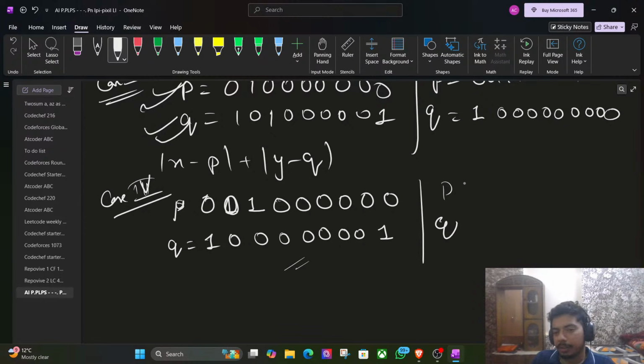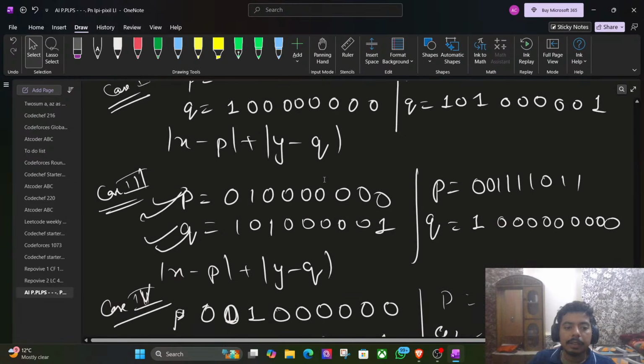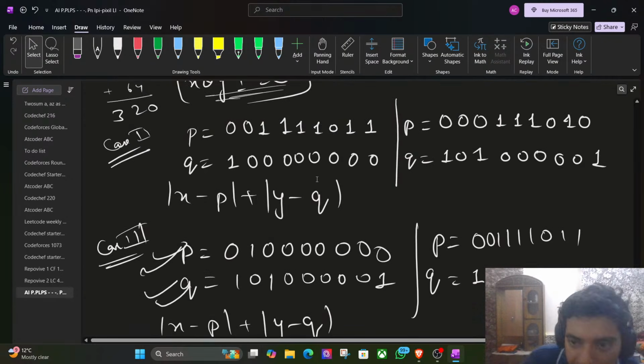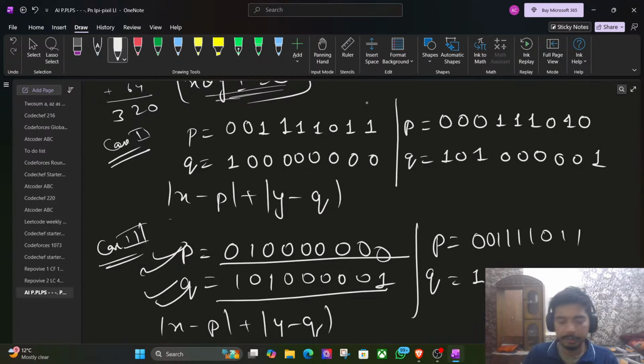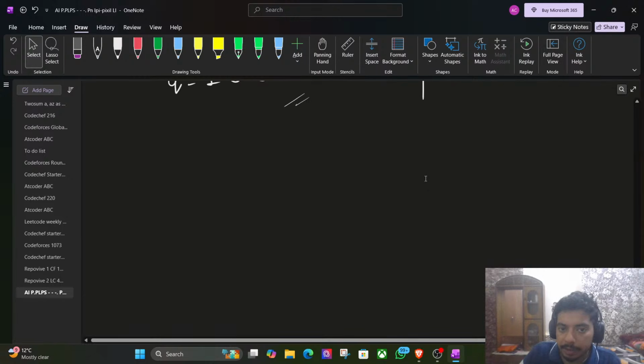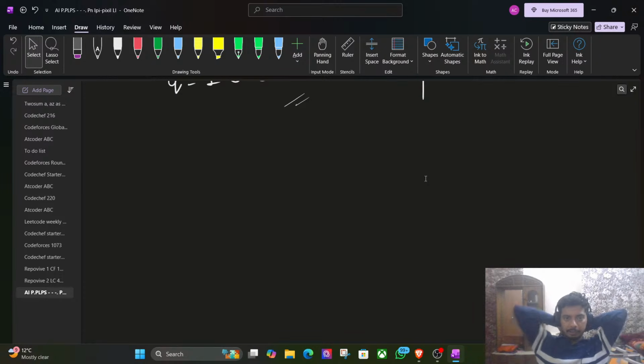Actually, you can just solve this for the second test case also. So this will give you the minimum answer. Here I got the minimum answer which you are talking about, 128, and this was 321. Okay. So you need to consider these three cases. This is clear. Now we can move towards problem number E.